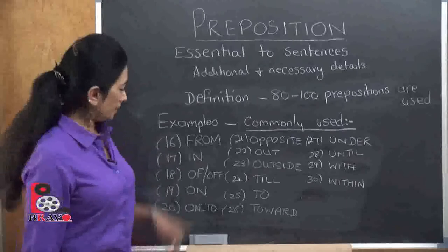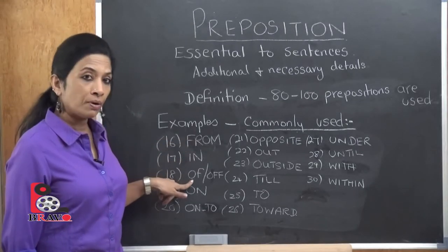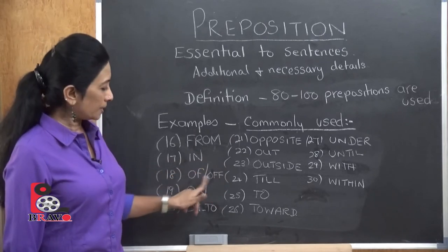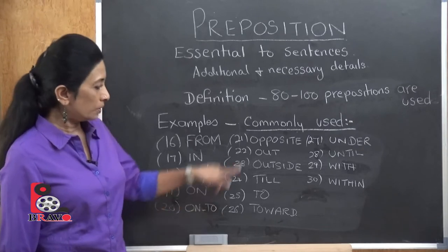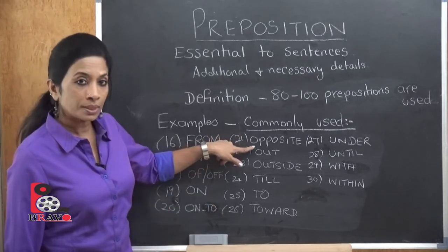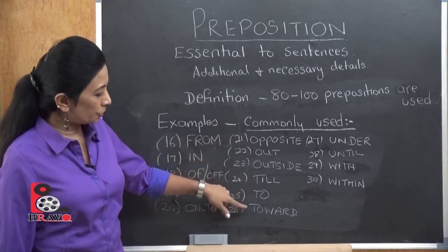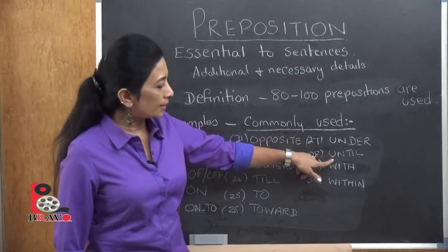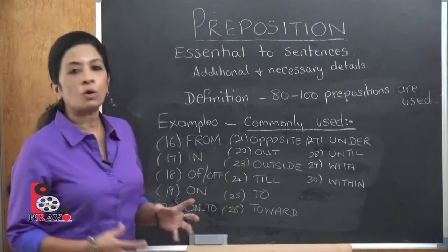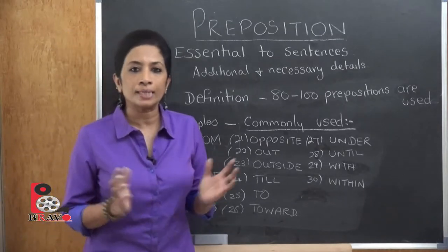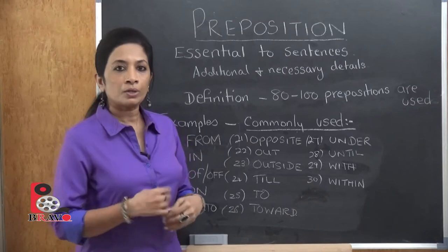Continuing from the 15th, the 16th word is from, in, off, of. It's the same sound but two different meanings. Then on, onto, opposite, out, outside, till, to, towards, under, until, with and within. So these are 30 commonly used words that I have taken to show you as an example of the prepositions. And now we are going to go into that.